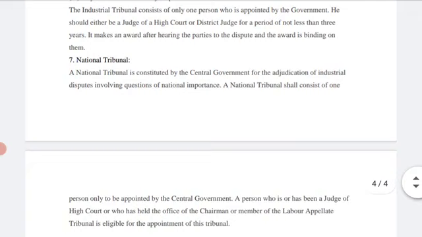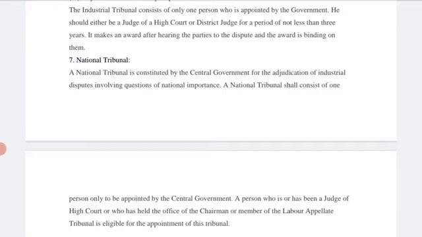Then the national tribunal. What is the national tribunal? The national tribunal is constituted by the central government for adjudication of industrial disputes involving questions of national importance. A national tribunal shall consist of one person only, to be appointed by the central government. A person who is or has been a judge of a high court or who has held the office of the chairman or the member of the labor appellate tribunal is eligible for appointment to this tribunal.